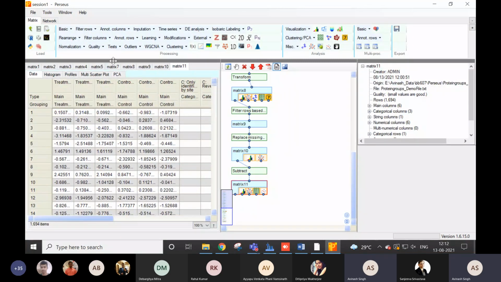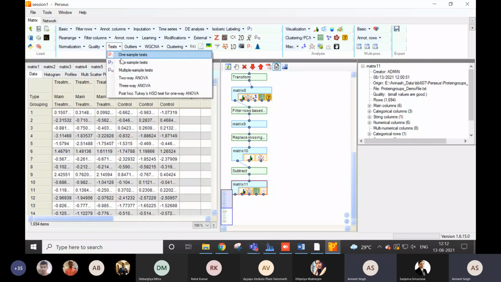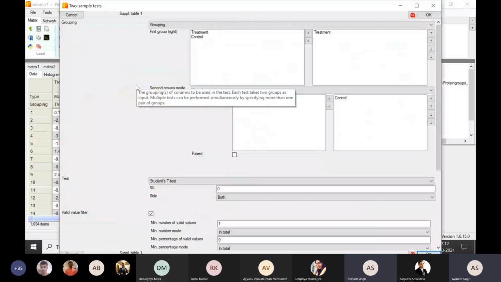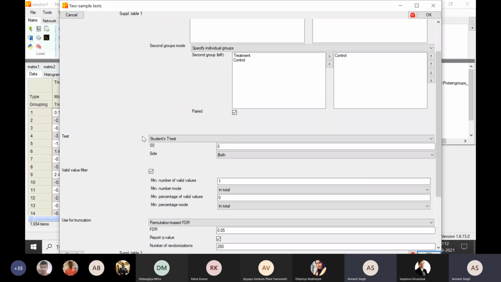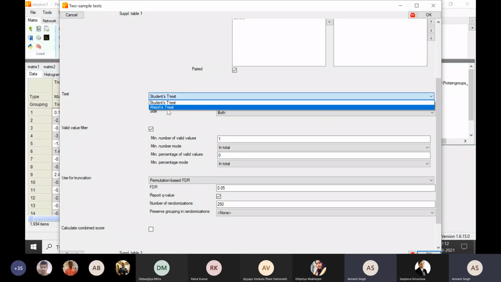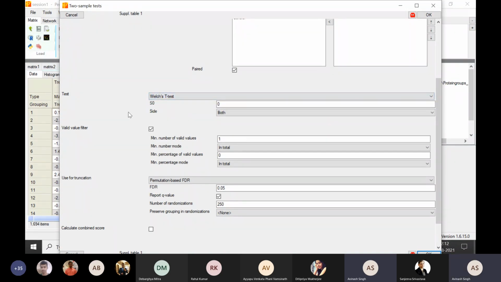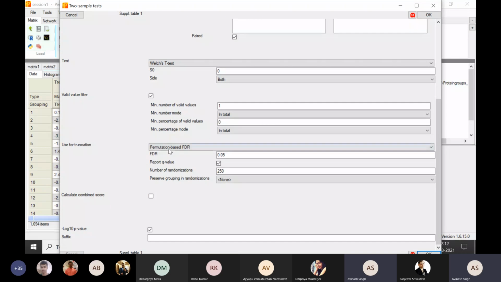After that we will go for a statistical t-test. Our sample has two groups, so we are using the two-sample t-test. All the things are by default. These are the paired samples, so we will click on paired, and in the test mode we will select the Welch t-test, and everything else will be by default.